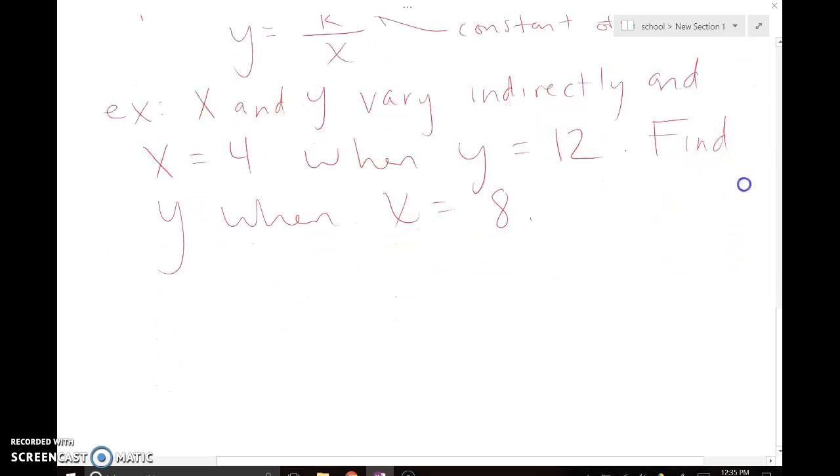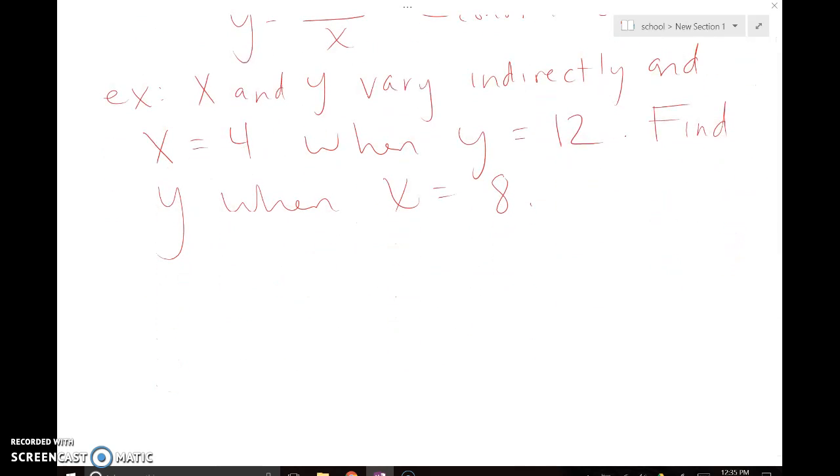X and y vary indirectly, and x is equal to 4 when y is equal to 12. Find y when x is equal to 8. Right away, what we need to do is find what the constant is, because again, that's the one number that all of these scenarios have in common. So y equals k divided by x, and I'm going to substitute in for this scenario that they gave us. 12 is the y, and 4 is the x.